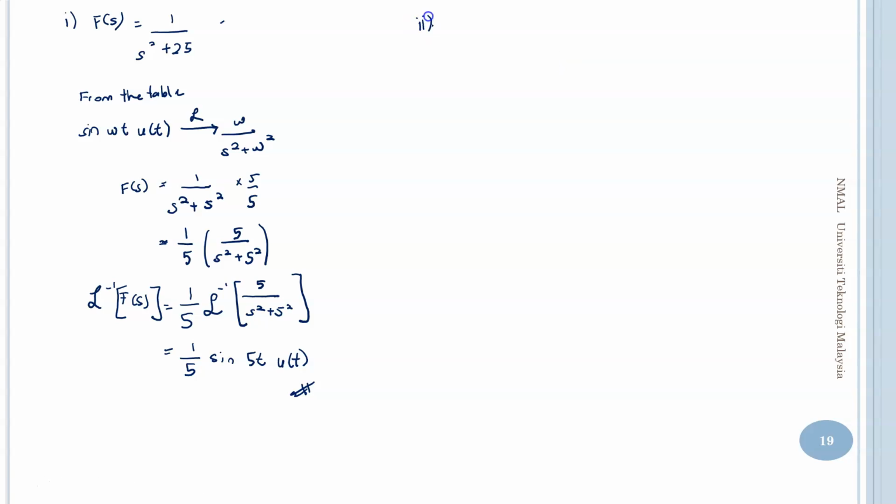For question number 2, F(s) is equal to 2s divided by s squared plus 10. You notice there is s here. If you look at the table, cos omega t u(t) has a Laplace transform with s at the numerator, divided by s squared plus omega squared.